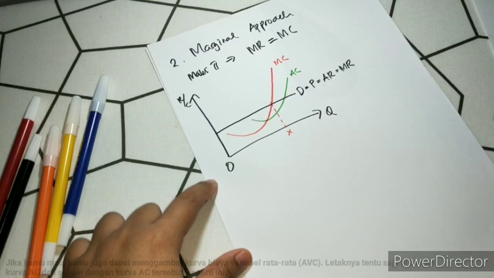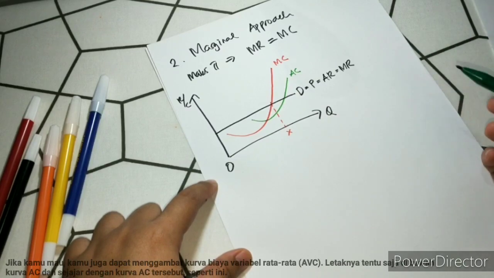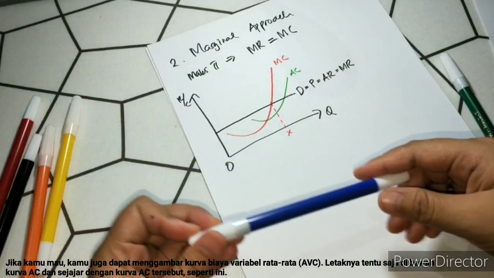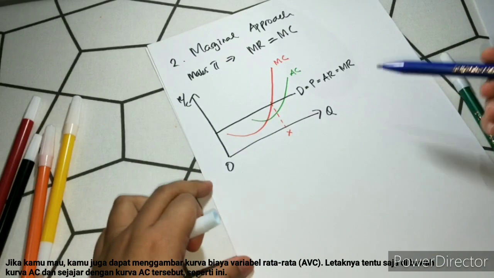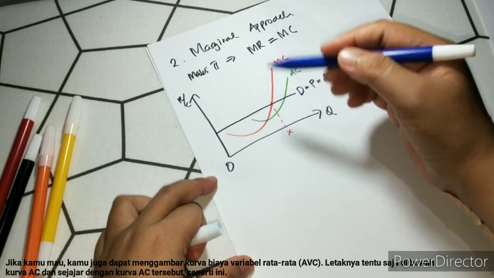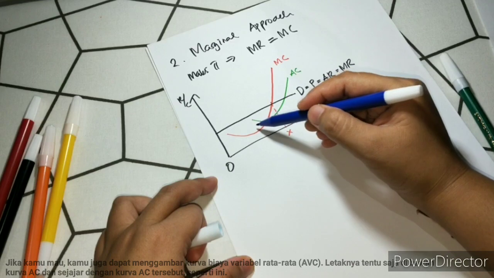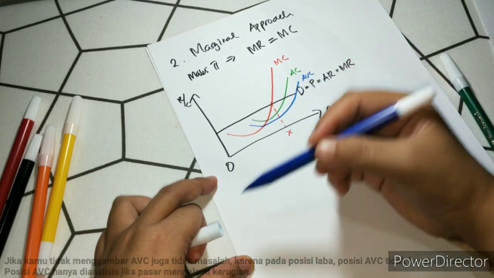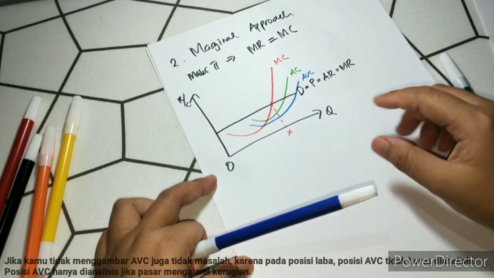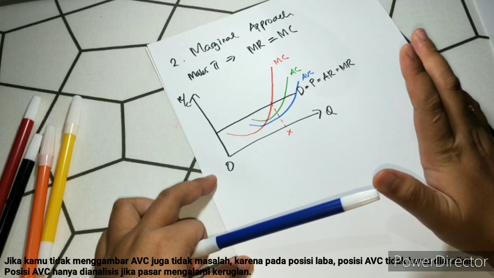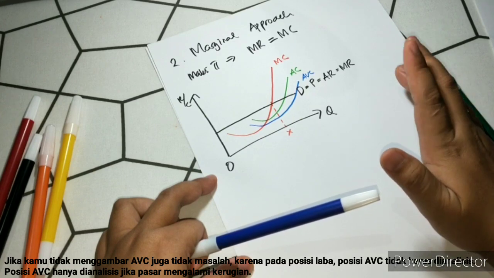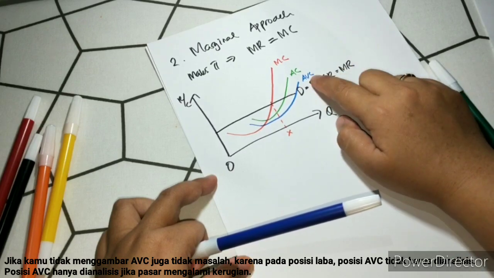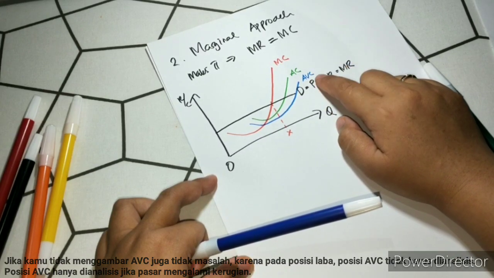You can also draw the average variable cost. If you want to draw it, it has to be below the average cost, of course, and in line with average cost, like this one. Only draw it if you want to. If you don't, that's okay, because if the market is in a profit condition, the average variable cost doesn't matter. It only matters if the market is in a loss condition.